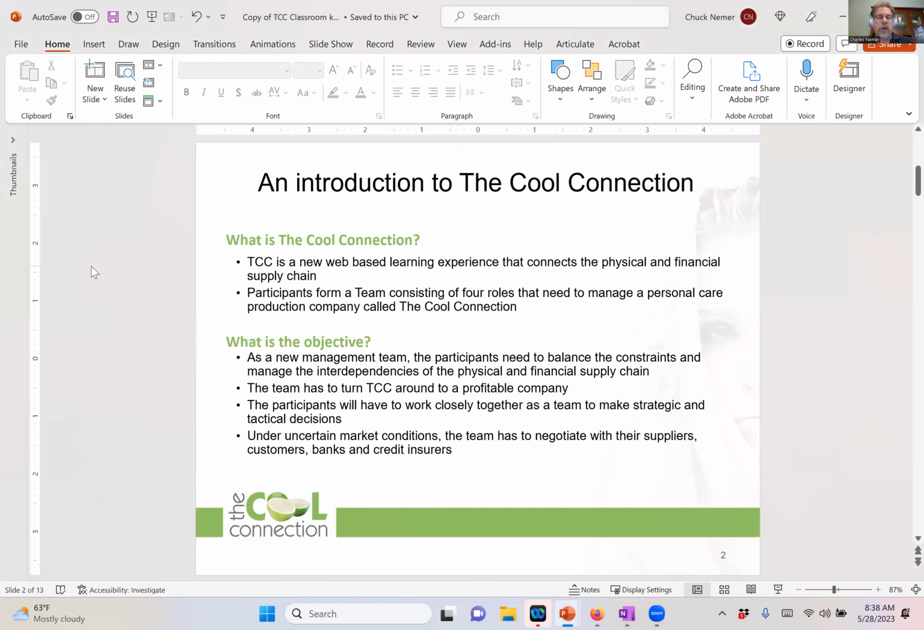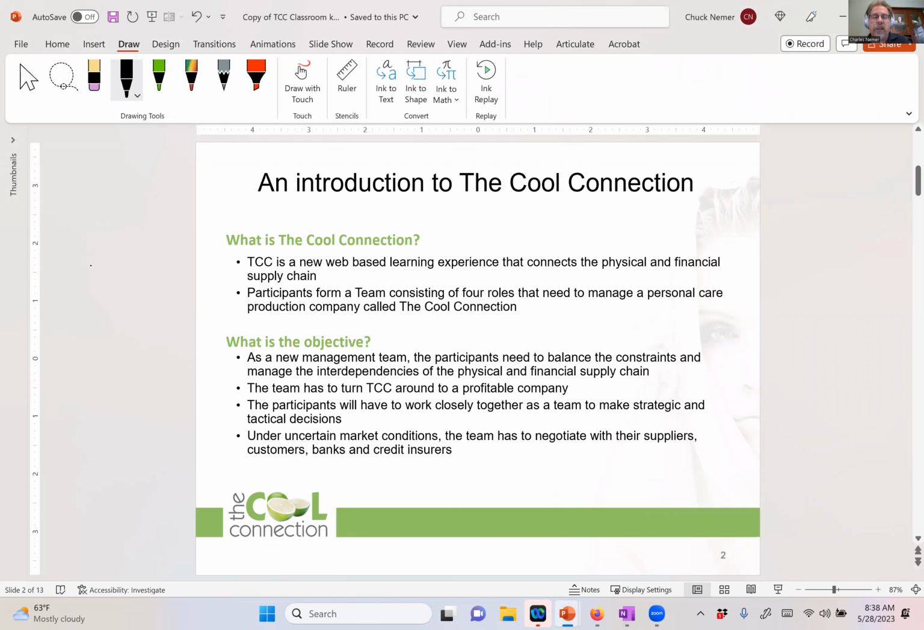So here's what the Cool Connection is. It's a learning experience, a simulation, where we're going to bring together the physical and the financial part of the supply chain. So we're going to put you into teams of 4. You're going to have to manage our company called the Cool Connection, which is a personal care production company. So as a management team, you can see here, you've got to balance constraints, manage all the connections of the physical and supply chain, and as a team, turn around the company and make it profitable.